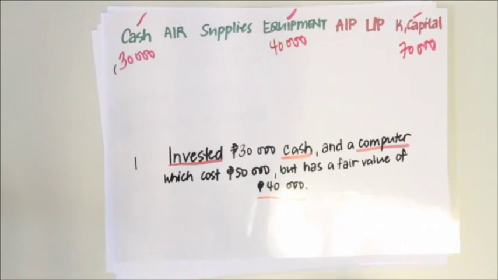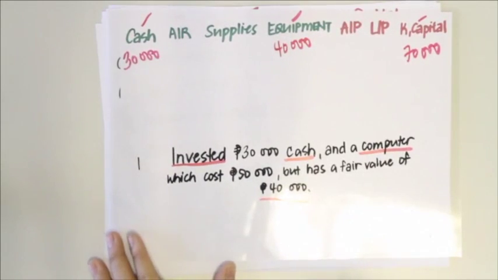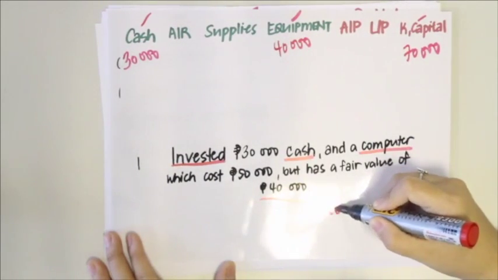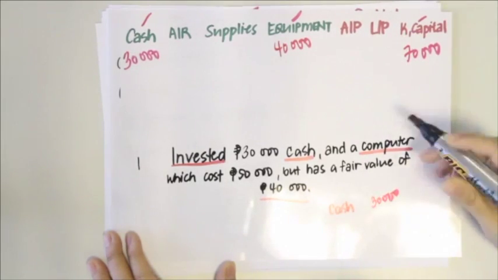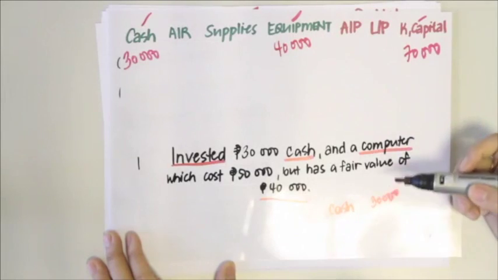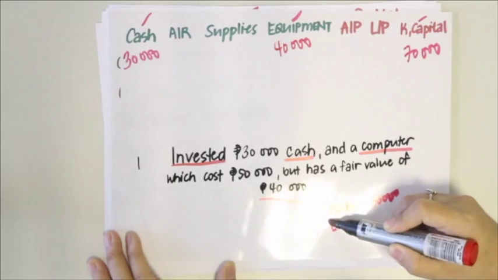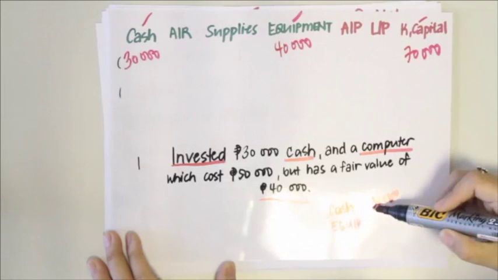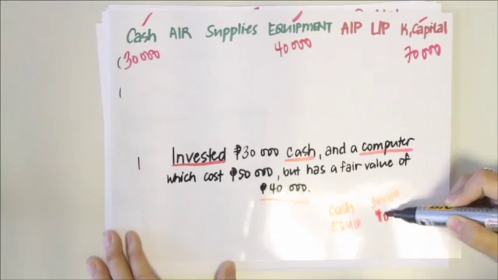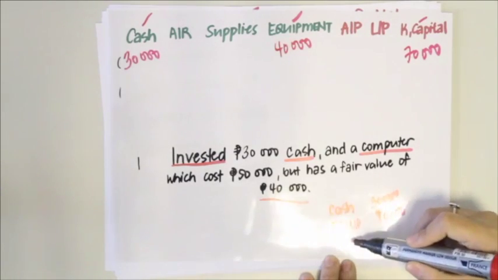So how are you going to journalize this? Again, there was an increase in your assets of cash for 30,000, so you debit. And then there was also an increase in your equipment. Since it's an asset, you also debit it. So that's 40,000. You also have an increase in your capital, which has a normal credit balance, so you credit capital.